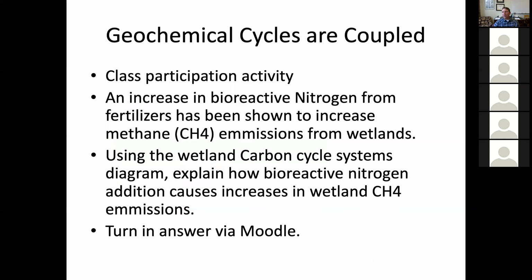All right, so for the last few minutes of class, what I wanted you guys to do is have a think about this observation. And that is that when we increase bioreactive nitrogen from fertilizers in a watershed, we often see an increase in methane emissions from wetlands.